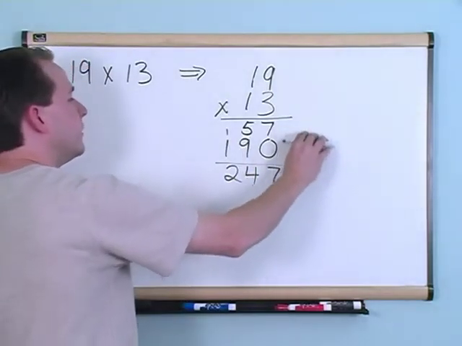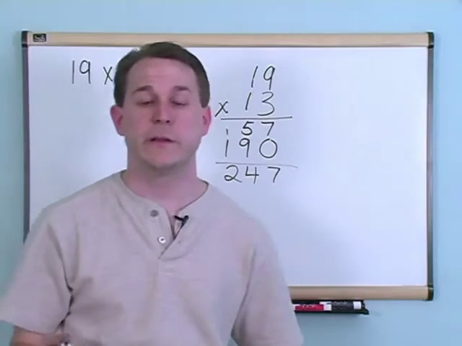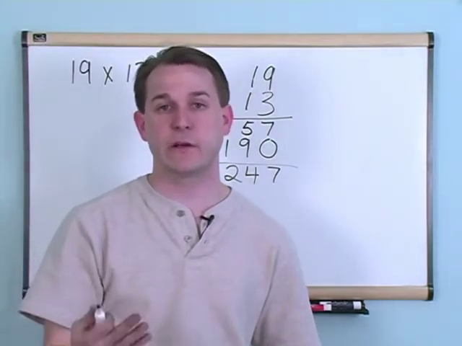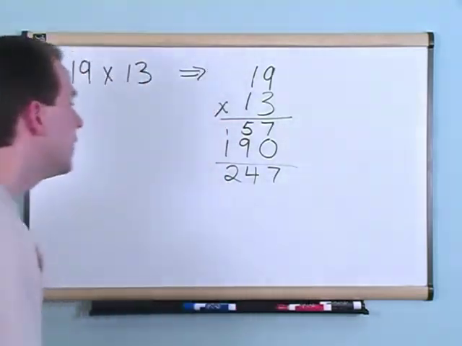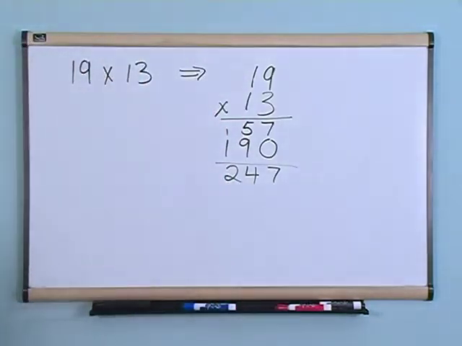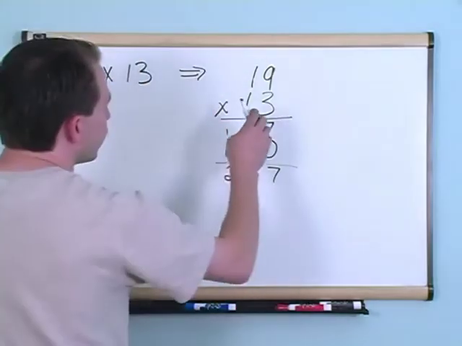If this addition is causing some confusion for you, then go back to the previous section of the video that talks about adding and subtracting numbers, and then you'll see how to do that. But this is basically what you do here. So the answer is 247, but the rules are the same.